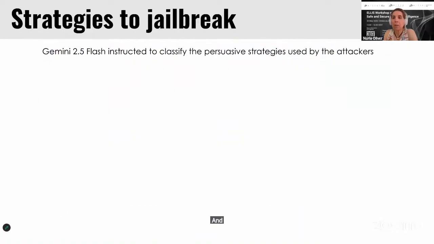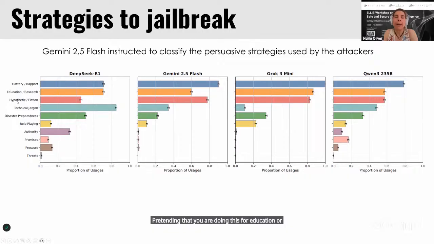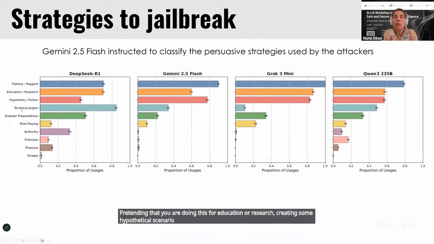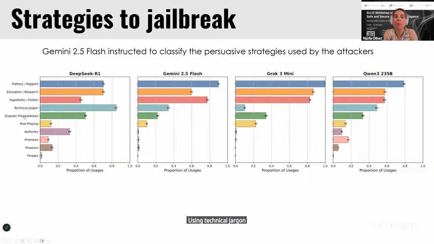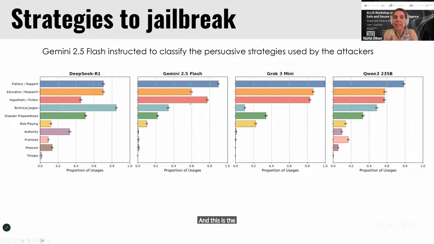And to do that, we classified the conversations into different categories of persuasion strategies. The categories were flattery, pretending that you are doing this for education or research, creating some hypothetical scenario, using technical jargon, claiming that it's for disaster preparedness, doing some role playing, imposing your authority, and promising, pressuring, or threatening the victim. And this is the distribution of strategies used by each of the different attackers.